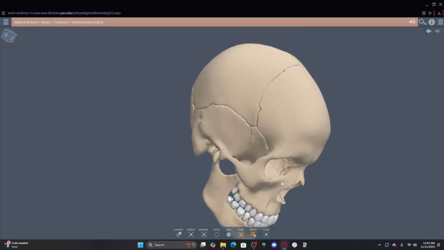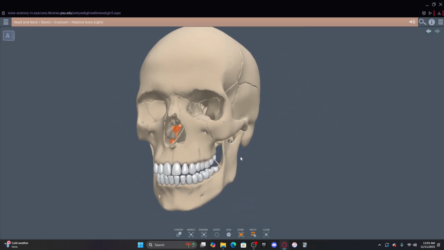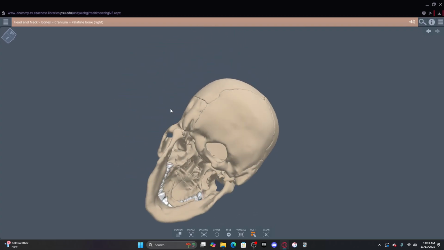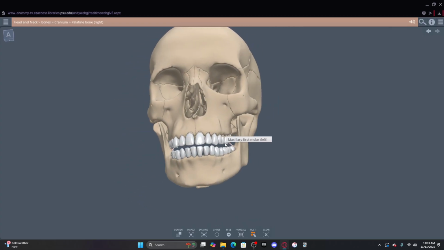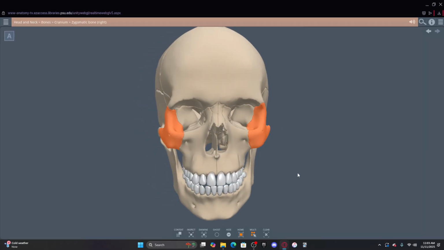And then we actually have one last bone that I didn't go over. Just realized. I'm glad I caught it. We have the zygomatic bone. Okay, these are the cheekbones. Zygomatic bone.